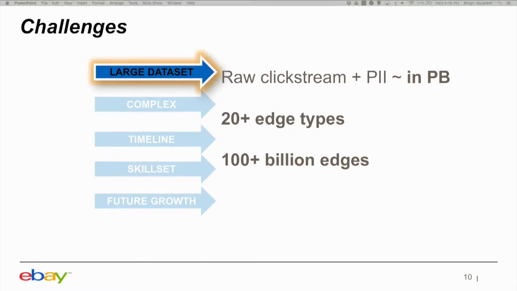Now, 20 plus edge types, as the edge types are the buckets actually. So how do we classify this data? How do we group this data into different types of edges and then join them?